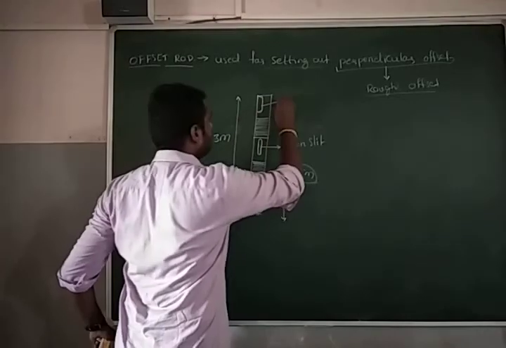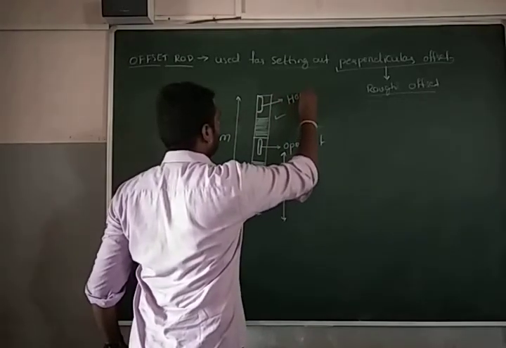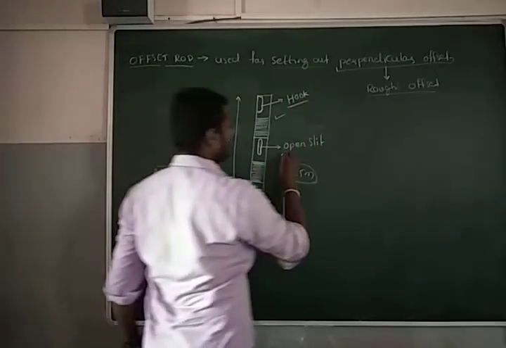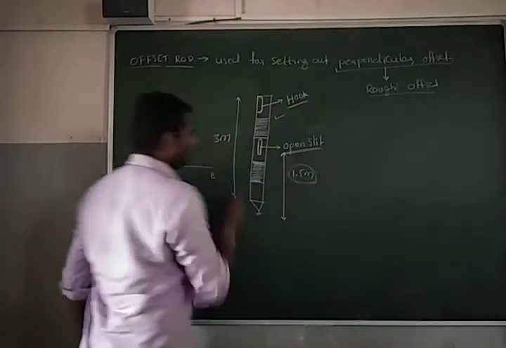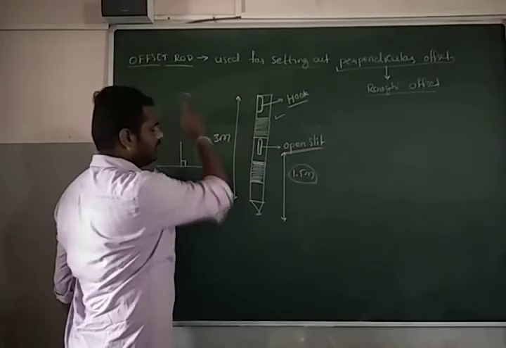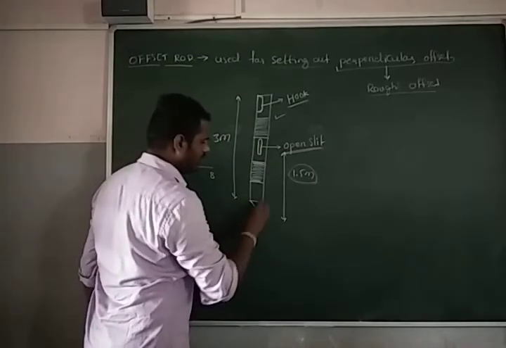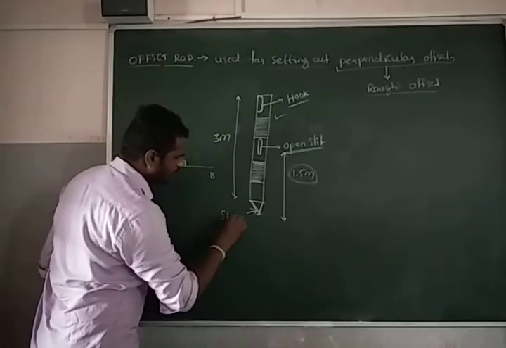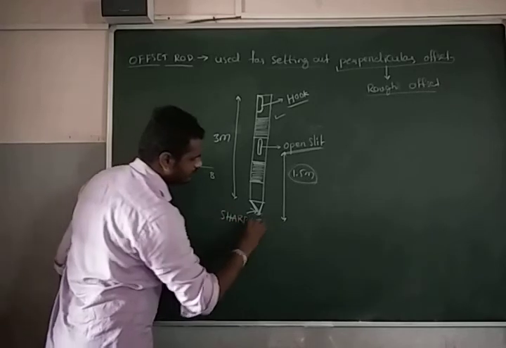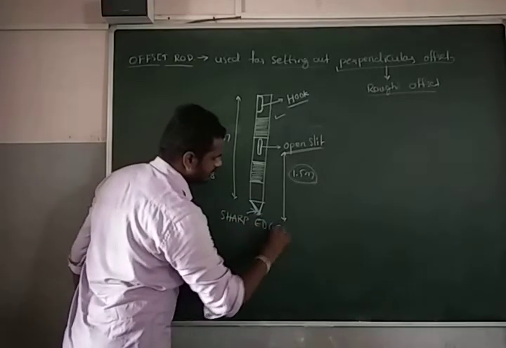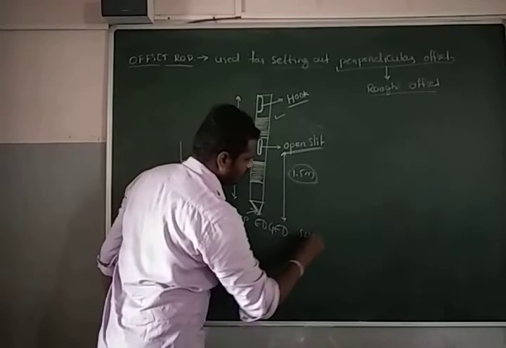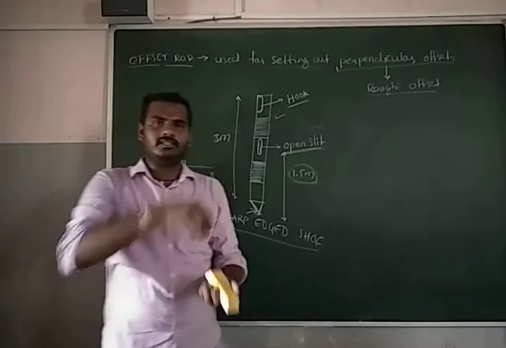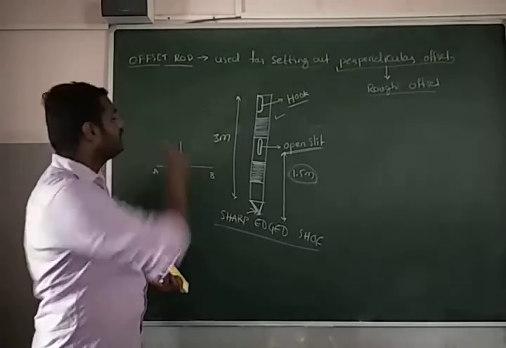This is known as the hook, which is arranged at the top, and this is known as the open slit, which is made at the middle of the height of the offset rod. At the bottom we will have a sharp edge shoe, which is useful to drive the rod into the earth. So this is regarding the offset rod.